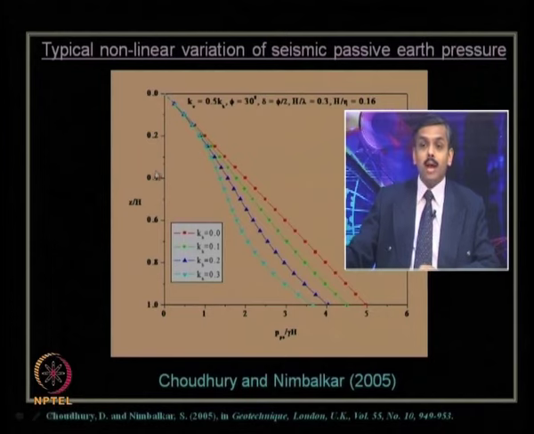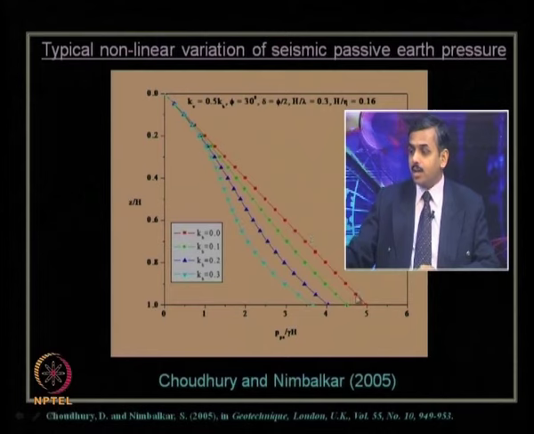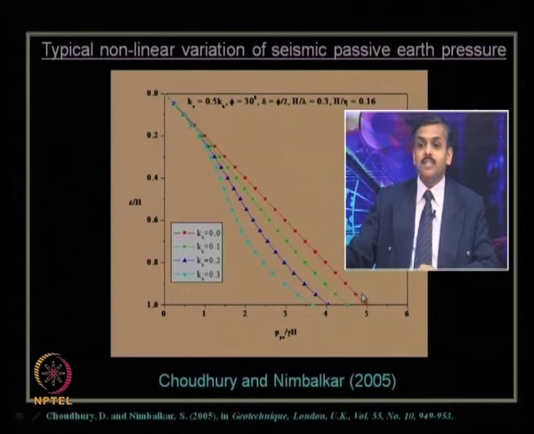In addition to that, what I have mentioned in the first slide of this pseudodynamic approach. So, you can see the results. This red line shows the value when kh equals 0, that means under the static condition, because kv we have considered as 0.5 times kh. So, if kh is 0, kv is also 0.